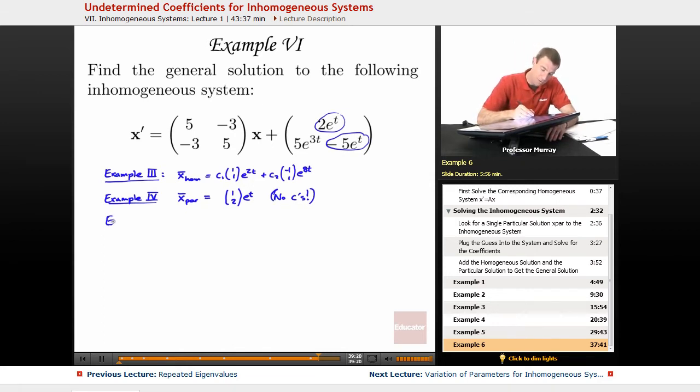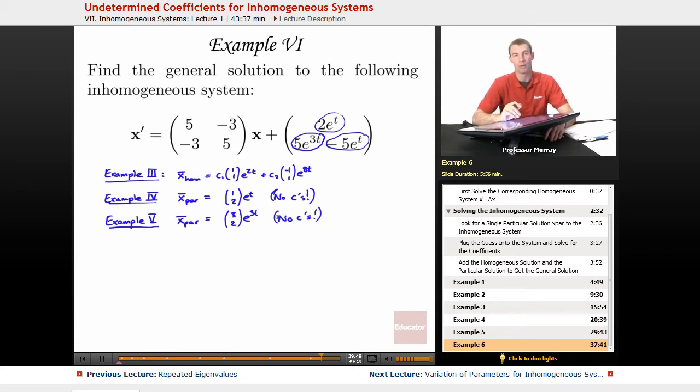And then example 5, that was where we found a particular solution to account for the e to the 3t term, and that turned out to be 3, 2, e to the 3t. And again, there are no constants involved there. You don't multiply that by an arbitrary constant. We very carefully found those coefficients 3 and 2, and you can't multiply them by anything without messing up your solution.